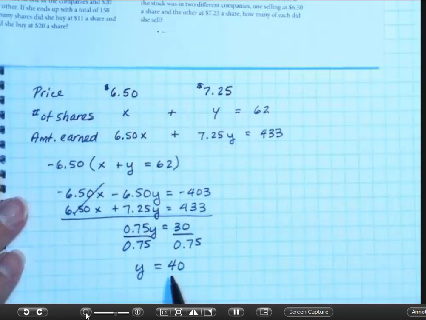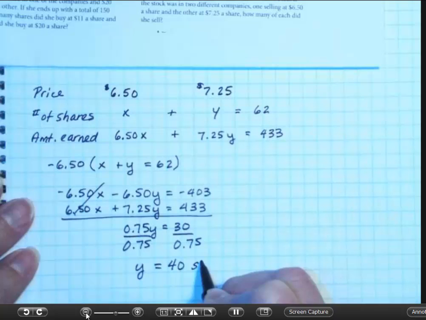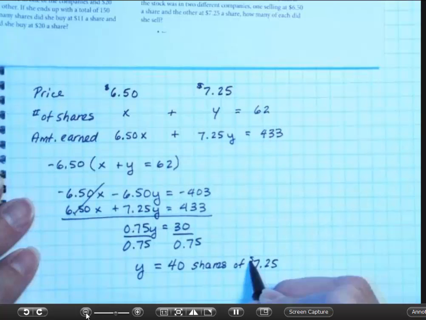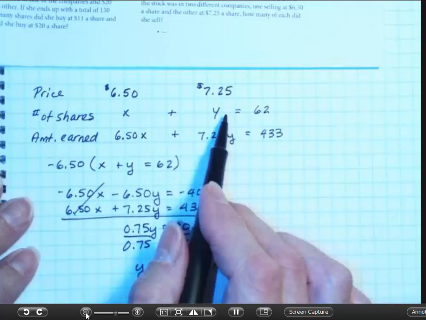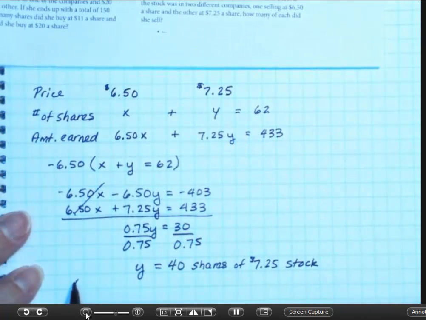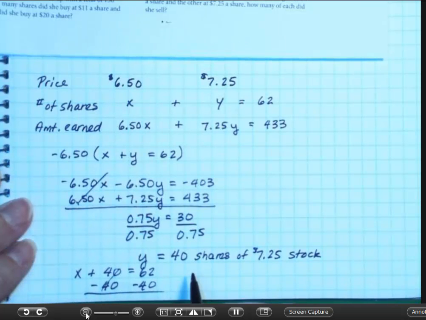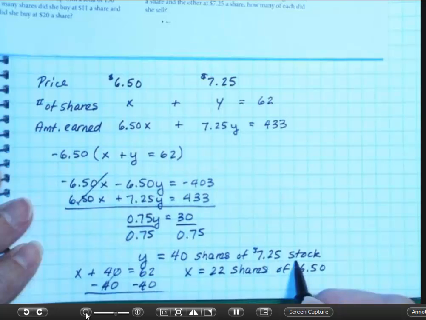So that means that she sold 40 shares of the $7.25 stock. X plus Y equals 62, so X plus 40 has to equal 62. Subtract 40 from both sides, and I end up with X equals 22 shares of this $6.50 stock.